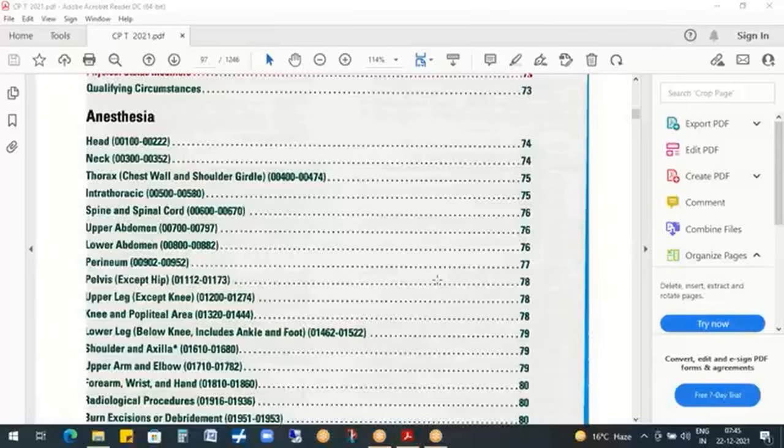According to body part, sir. As you can see here: head, neck, thoracic, intrathoracic, spine, spinal cord, upper abdomen, lower abdomen, perineum, pelvis, upper leg, knee, lower leg, shoulder, upper arm, forearm, radiological procedures. Yes or no? It is arranged in body parts.